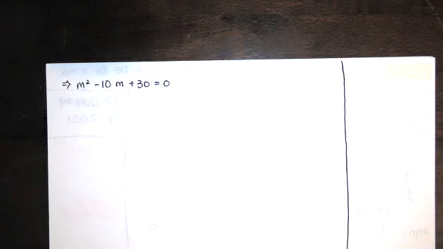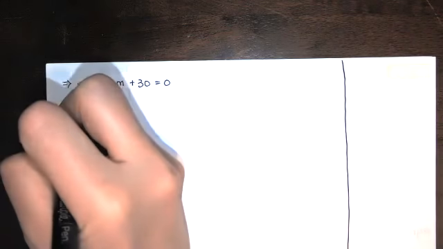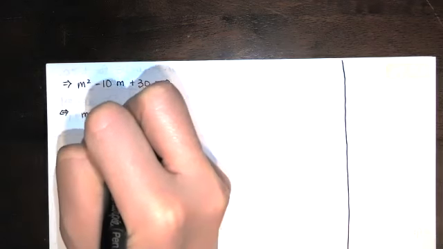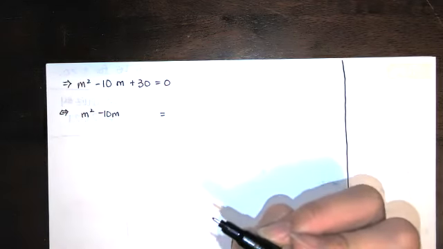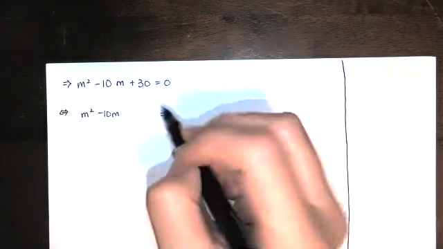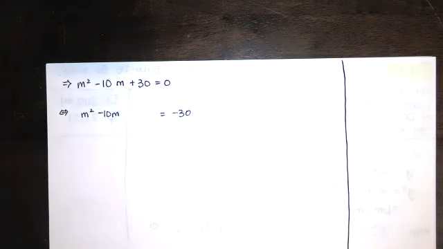Now, I can't think of 2 numbers that multiply to give me 30 that add to negative 10, but I see that that coefficient of m is even, so I would recommend completing the square. Now, some people might prefer to use the quadratic formula. I just prefer to complete the square. So what I would do is I'd leave these guys on this side, subtract the 30 from both sides in preparation for completing the square.